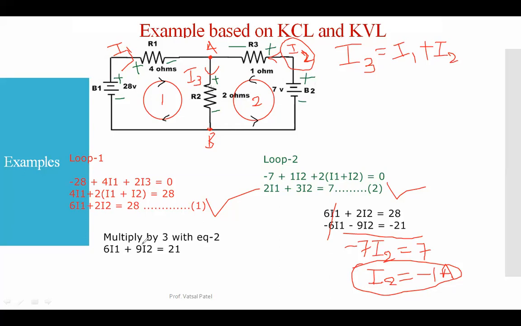So if I put this value of I2 in one of the equation, let's say I'm putting into the first equation. So what is 6I1 minus 2 into minus 1, so it is minus 2 is equal to 28. So minus 2 will be shifted to the other side of the equal sign. So it is 28 plus 2, 30. So what we will get? I1 is equal to 5 ampere. Yes.